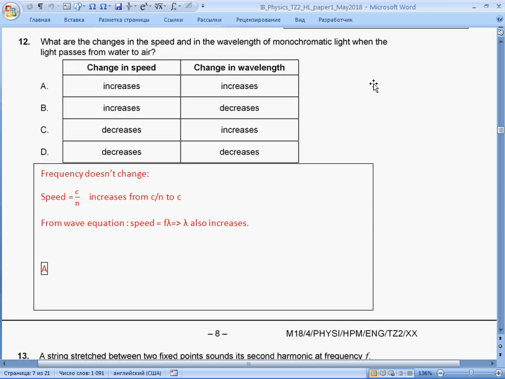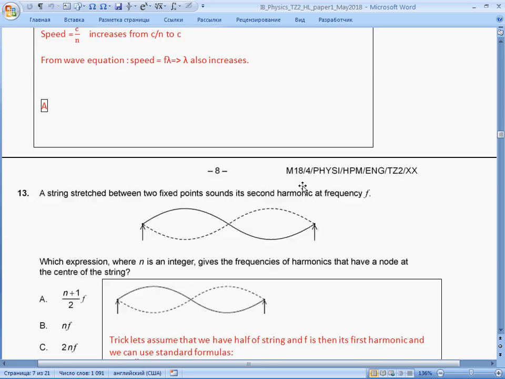What are the changes in the speed and wavelength of monochromatic light when the light passes from water to air? So from water to air, speed increases and wavelength is proportional to speed according to the wave equation, so it also increases. So increases, it is A.